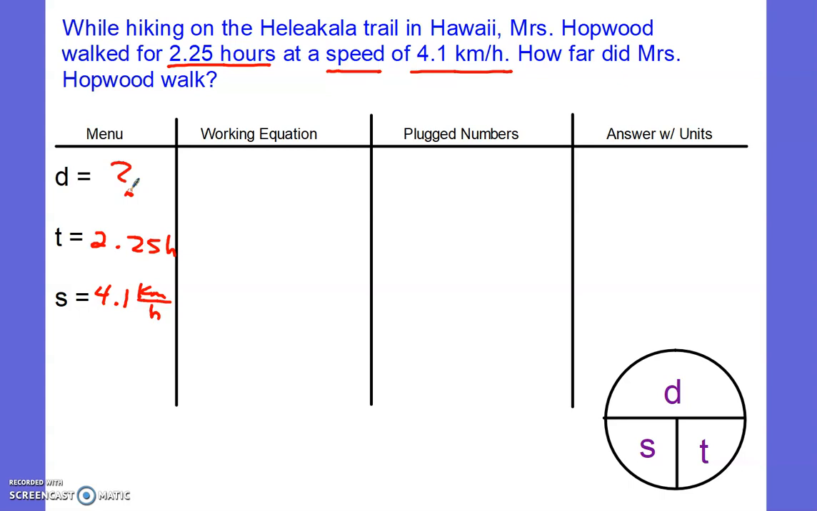Now we want to figure out, what do we do with the S and the T to find it? Do we multiply or do we divide? If we look at the S and the T in our circle equation, we notice that they are written side by side. When things are written side by side in math class, that means to multiply. Now we'll put in our values. Instead of S, I'm going to write in 4.1. And instead of T, I'm going to write 2.25.